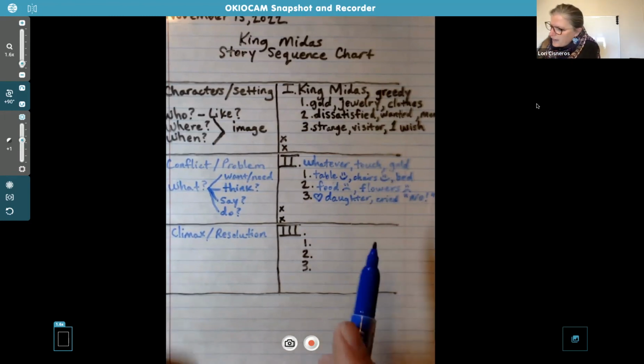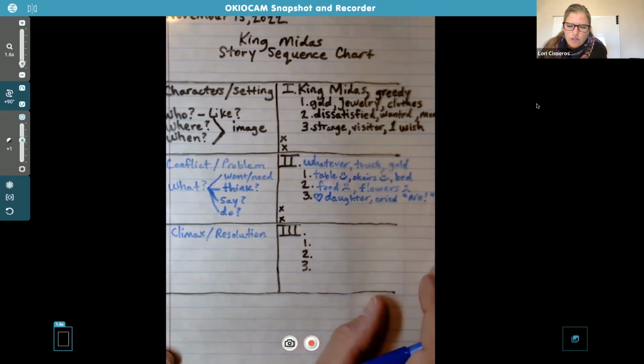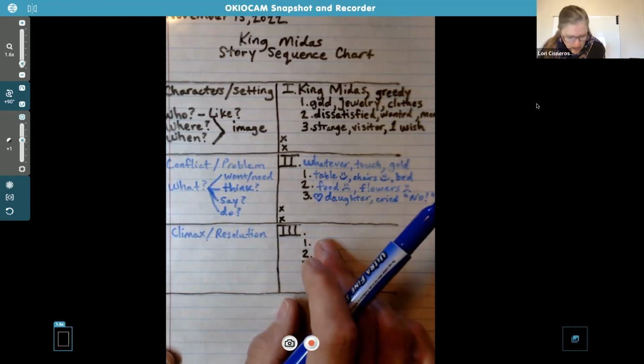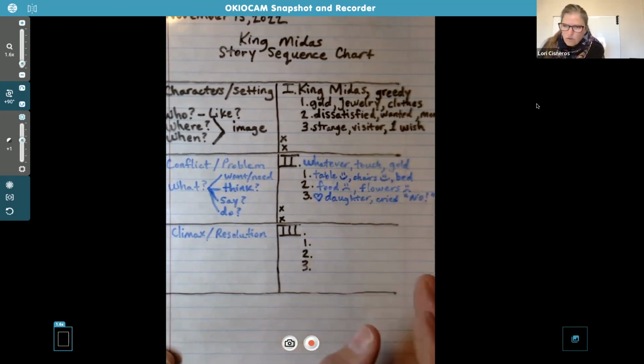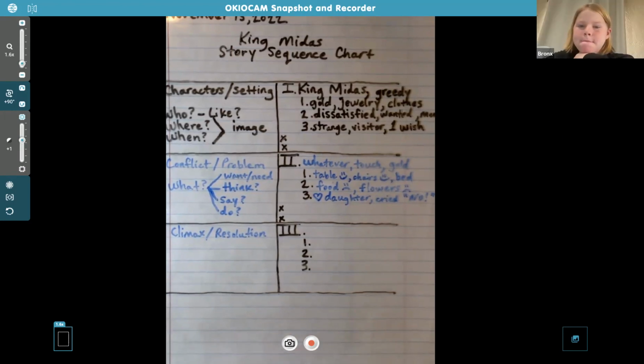Okay. After the king's daughter turned to gold and he's upset and he cries, no. How does he feel now about what he wished for? How does he feel now? Now that he sees his daughter turn to gold, what do you think he feels now, after making that wish that everything he would touch would turn to gold? Alexis, what do you think? He feels bad. Okay. What's another word we could use? One that would be a little more descriptive. Michael. Sorrowful. Sorrowful. I was thinking of the word regret.